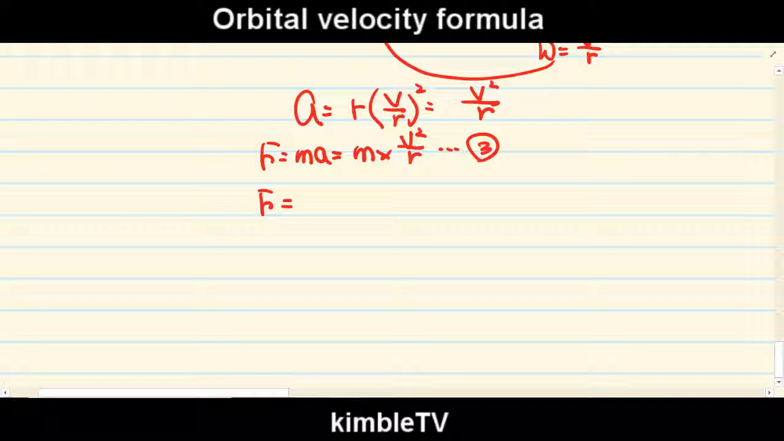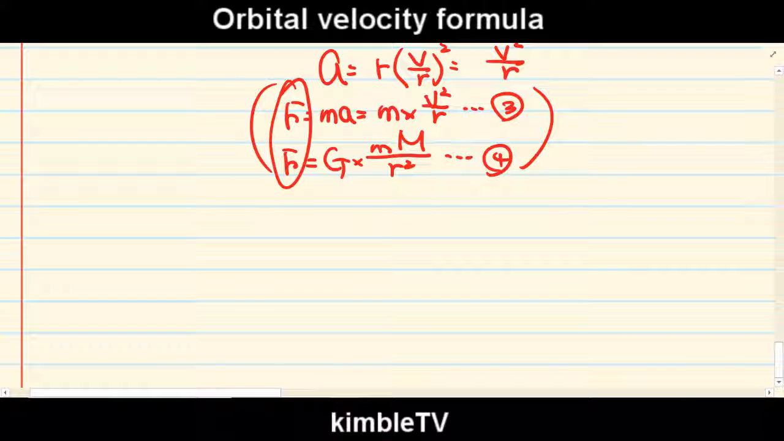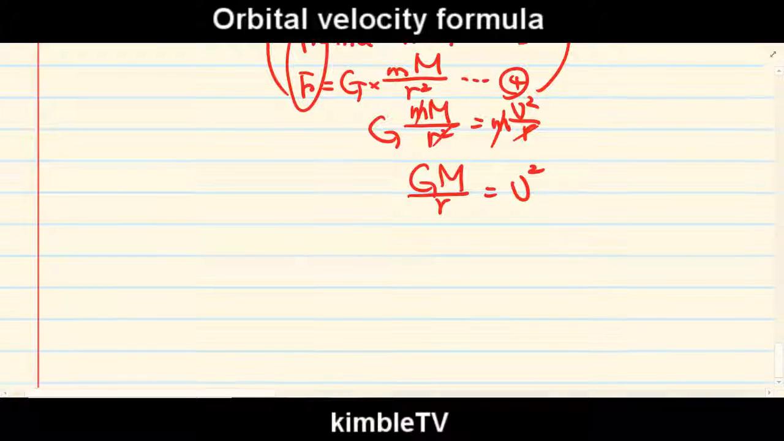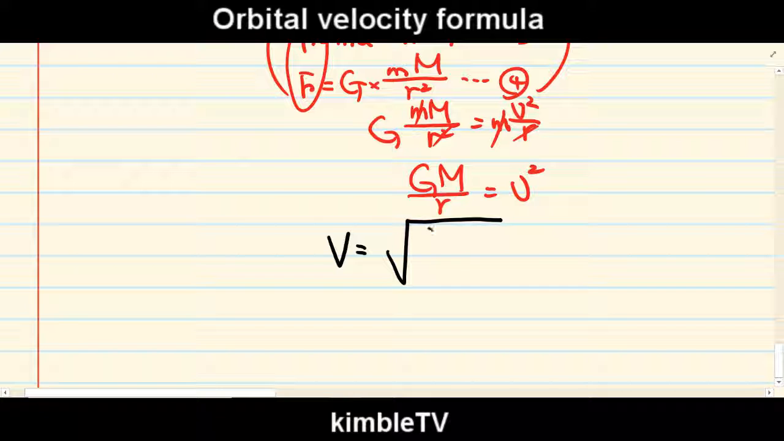Let's recall Newton's law of universal gravitation, G times M m on r squared. And this is the same. Therefore, G M m on r squared equals m v squared on r. Cancel m and cancel r. Therefore, G M on r equals v squared. Therefore, we have got orbital velocity equal to root G M on r.